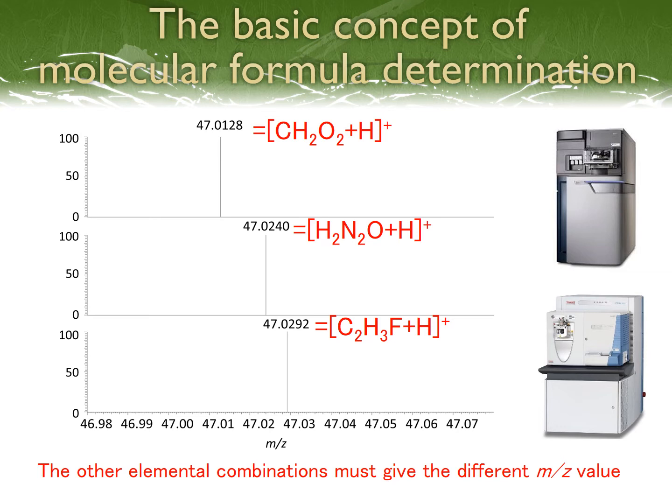Similarly, the ion of m/z 47.0240 must be H2N2O plus hydrogen minus 1 electron, that of 47.0292 must be C2H3F plus hydrogen minus 1 electron. This is the basic concept of molecular formula determination with mass spec. Let's see the actual mass spectrum.